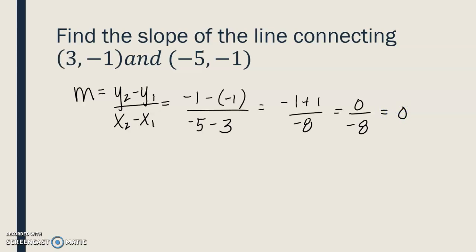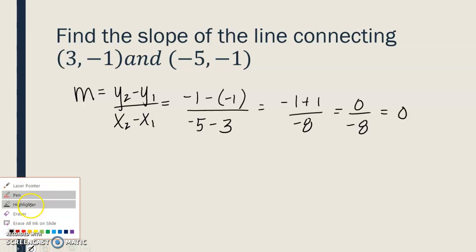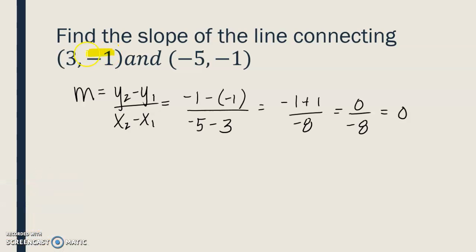Okay, so when you get a slope of 0, that's a very important slope. So let me point out, hopefully you're seeing that the y values are the same. So what does that mean? Let's think about if I were to graph this. If I were to graph 3, -1 and -5, -1, and connect them, what type of line, if I could draw a straight line, would connect them? A horizontal line. What's the equation of this line?